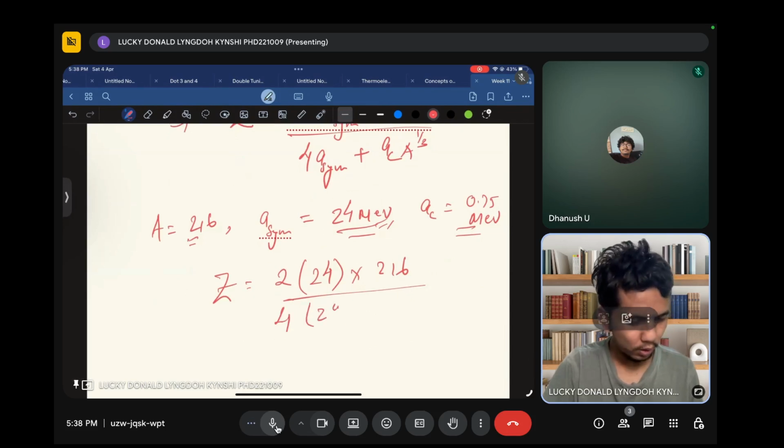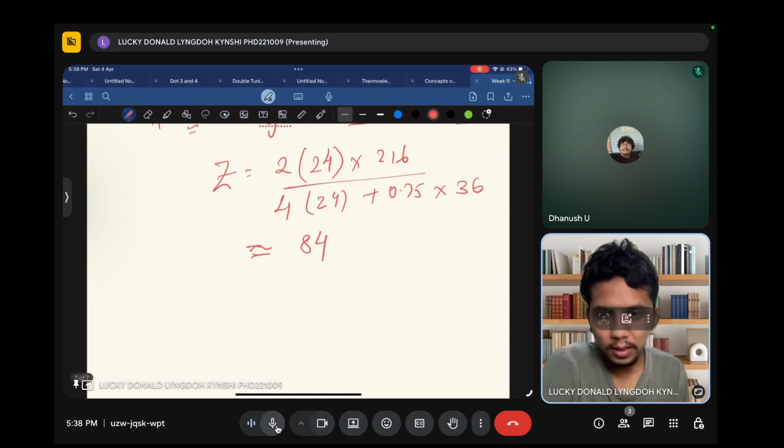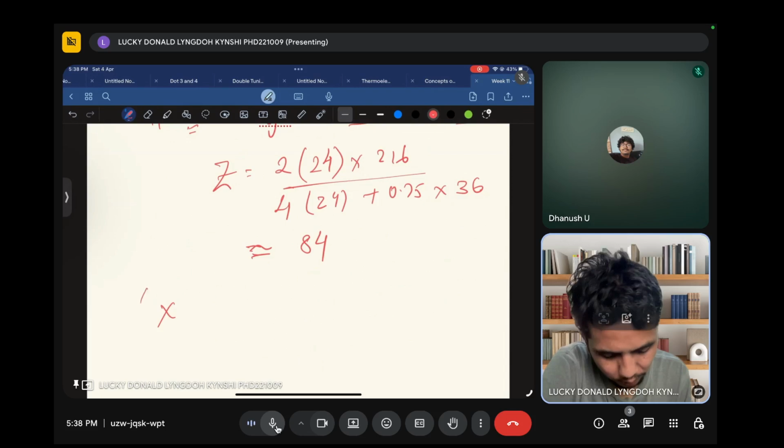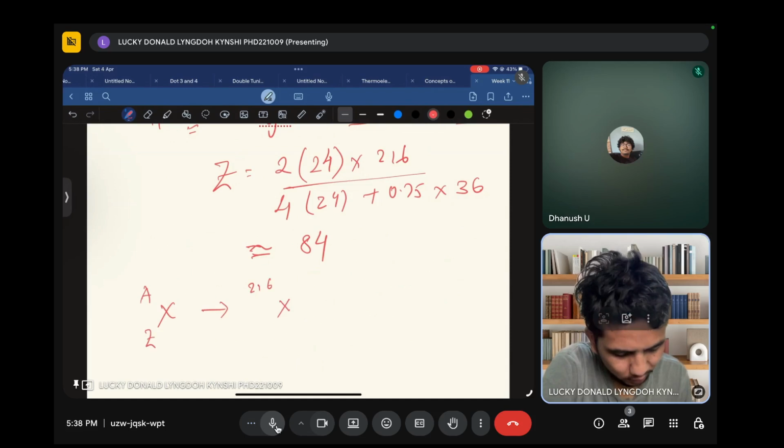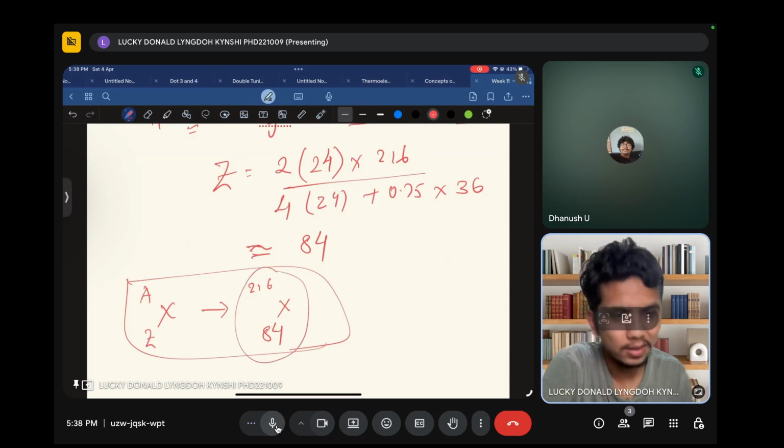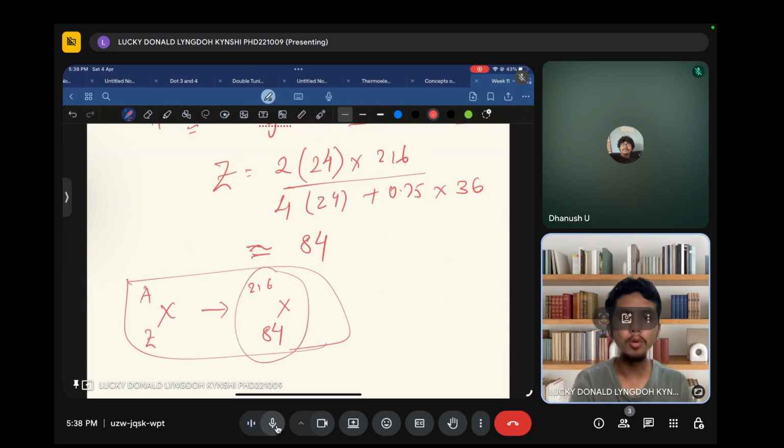So you get 4 into 24 plus 0.75 into 36, and if you solve this equation, you get approximately 84. So this leads to the conclusion that the most stable element is 216X84. This is your most stable element out of many possible elements with different Z values. 84 is the most stable value.